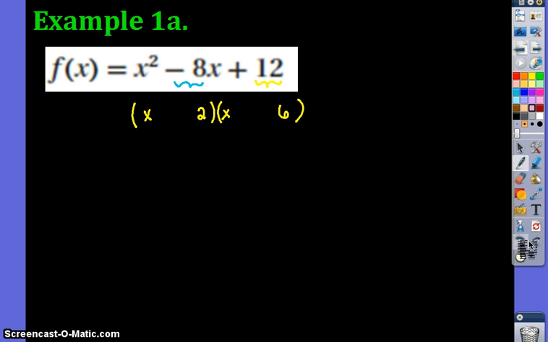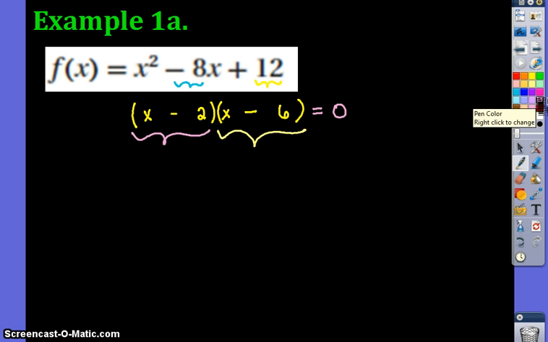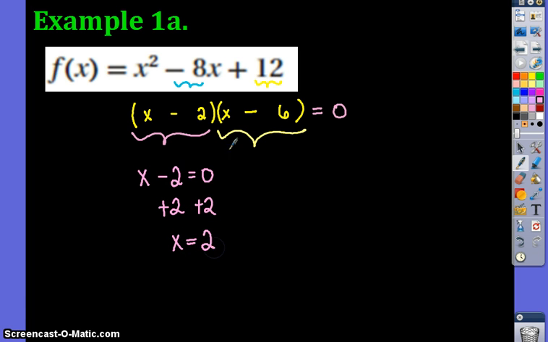So now that we have these two factors, remember, we're going to use the zero product property. We want to know, when will these equal 0? So in other words, we need to find out when this will be 0, and when this will be 0. Okay, so what we do is we just set up an equation. x minus 2 is equal to 0. Add 2 to both sides, and we know that it's going to be 0 whenever x is 2.